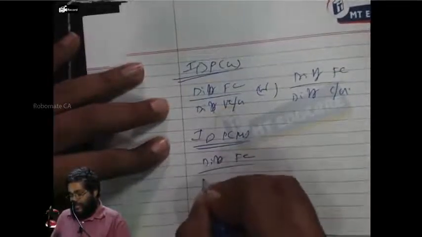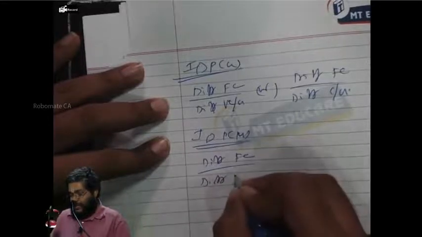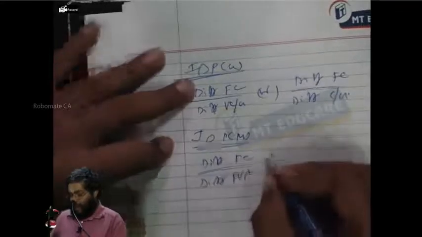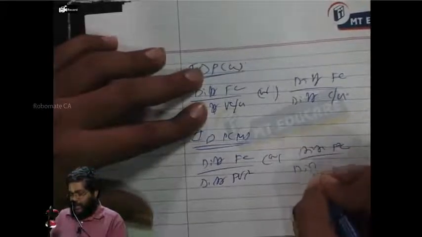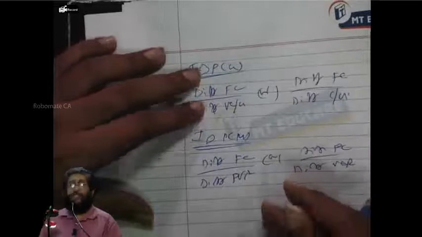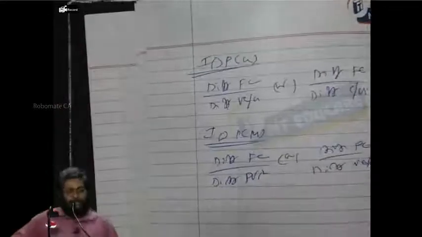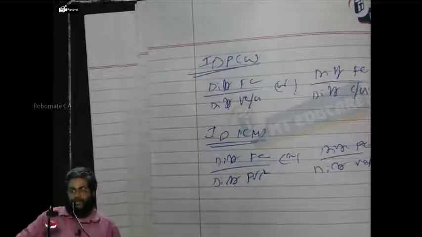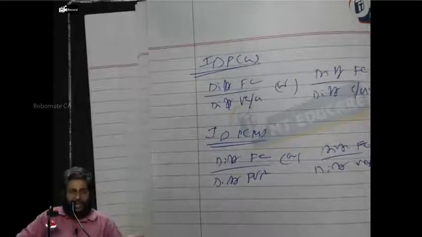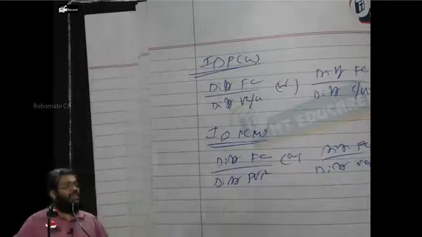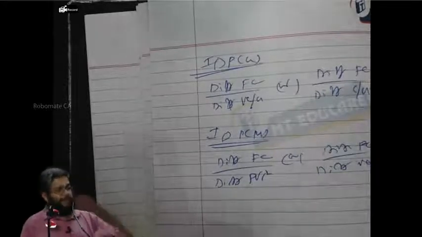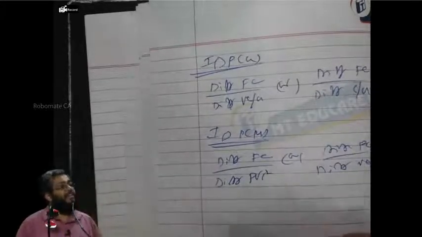Difference in fixed cost divided by difference in PV ratio, or difference in fixed cost divided by difference in variable cost ratio. Variable cost ratio is variable cost by sales. PV ratio is contribution by sales. Sales is the same, so the difference in variable cost ratio is also the same as the difference in PV ratio. That is the formula for indifference point in what? Rupees. Everybody will understand the concept of indifference point or not?